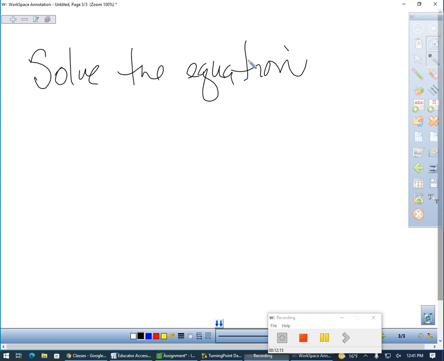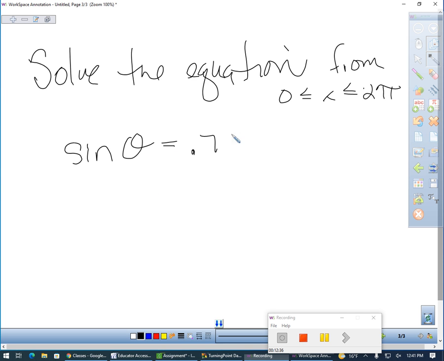And you're going to be given something like, solve the equation from 0 to 2 pi, we'll say. Okay? And you're going to be given something like sine theta or x equals 0.75. You can't look at your unit circle. It's a decimal. It doesn't work that way.